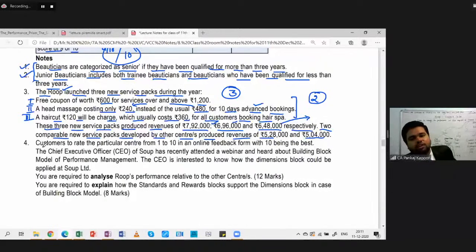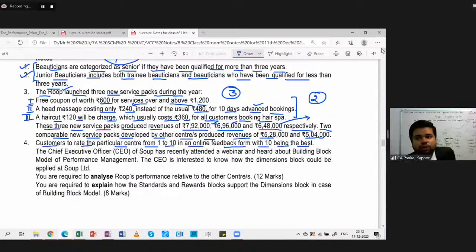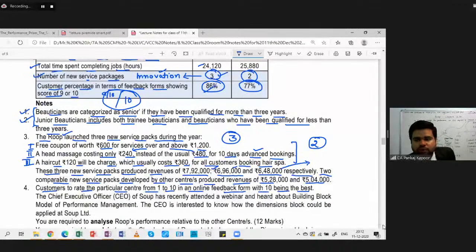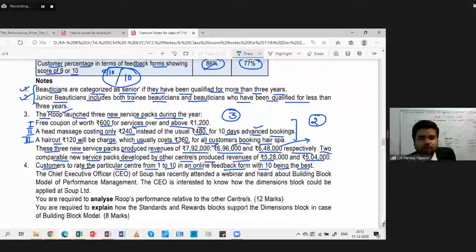Okay. Now the last paragraph. The customer rates the particular center from 1 to 10 in the online feedback form after the service he gets, with 10 being the best. So getting 9 here, 10 here is best for Roop. The last point which we studied: 86% says we are getting 9 out of 10 marks in comparison to the 77% of the counterparts.